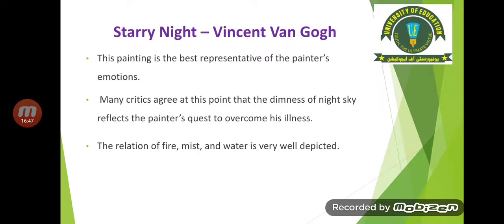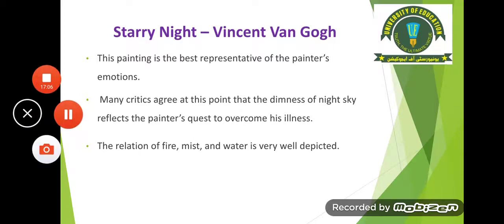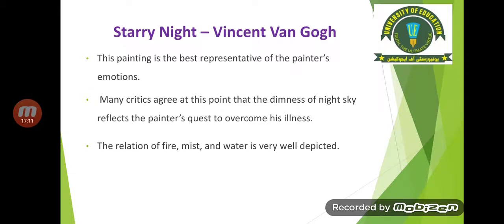Here is another painting by the very famous painter Vincent Van Gogh. Here we are studying this painter in a different context. We are talking about the symbolism which he has used in his paintings. This painting is the best representative of the painter's emotions. Many critics agree at this point that the dimness of night sky reflects the painter's quest to overcome his illness.